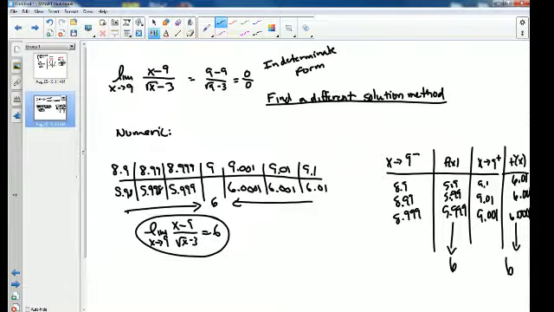Let me show you one that doesn't work real quick as a numeric limit. Do you see it?